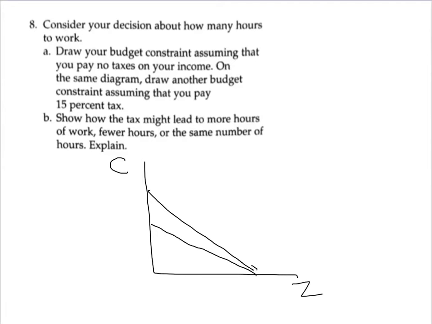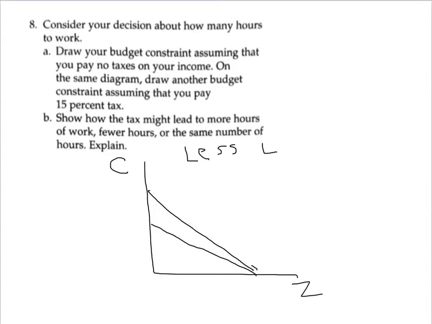So that's part A. Part B is really the heart of the question. It asks us to show how this tax might lead us to work more hours, fewer hours, or the same number of hours. The most intuitive case is less work, so we're going to put in less labor. But to make sure we draw the diagram right, we need to remember that L, labor, and Z, leisure, are inversely related. So when they say work less, they mean purchase more leisure.